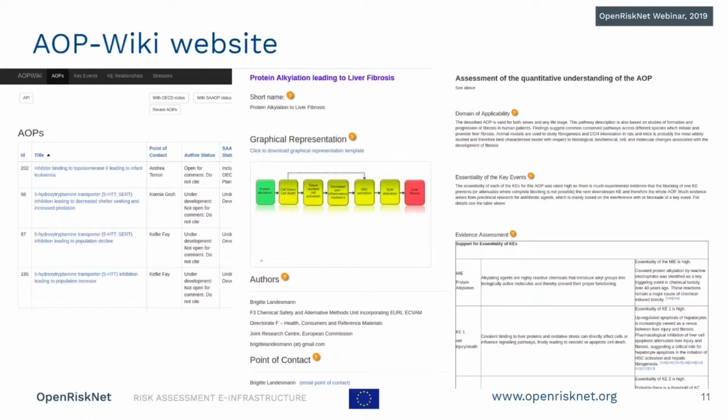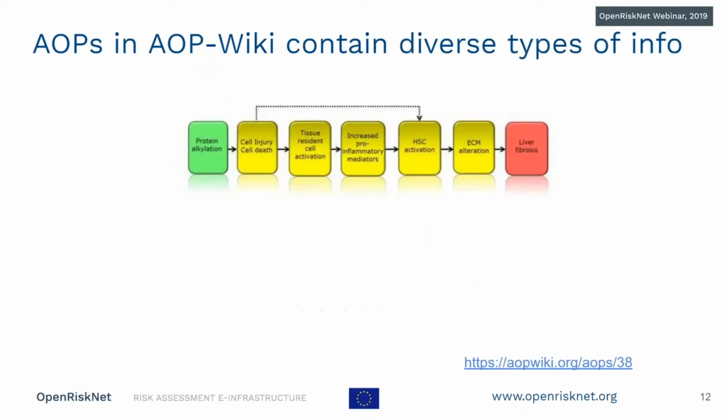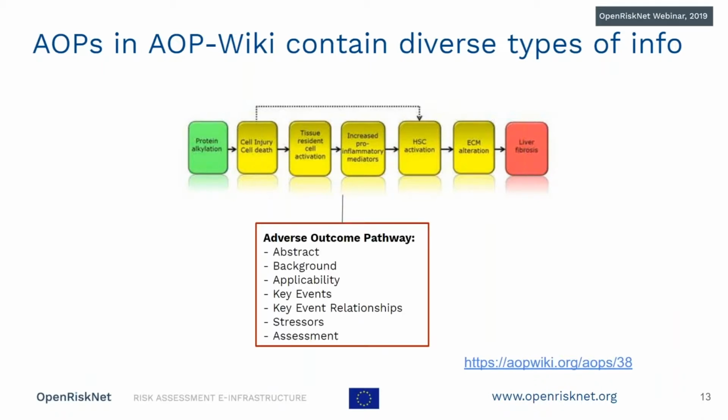However, all of the contents, all of the information is covered inside these large pages. So to go a little bit more in detail, we go into one of the AOPs, which is the protein alkylation to liver fibrosis adverse outcome pathway. You will see this one occurring more often in this presentation. So basically, an adverse outcome pathway consists of one main page to describe what is the adverse outcome pathway, describing the abstract, the background to which it is applicable, and what components it has, and the overall assessment, of course.